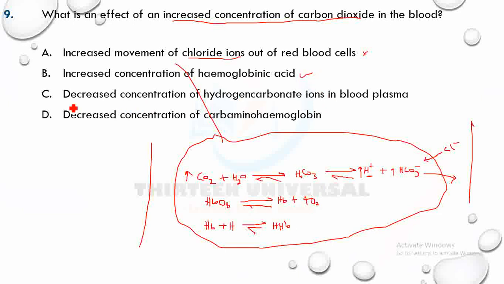But look at C, it says decrease concentration of hydrogen carbonate ions in the blood plasma. No, if you increase this concentration of CO2, we're going to have more hydrogen carbonate ion, and more of them will move into blood plasma, and then their concentration in the blood plasma will increase. So this is wrong, guys. D says decrease concentration of carbaminohemoglobin. Remember, if you have more CO2, it will bind to a terminal group of hemoglobin, and of course they form more carbaminohemoglobin. So this is also wrong. Okay, so the answer is B.